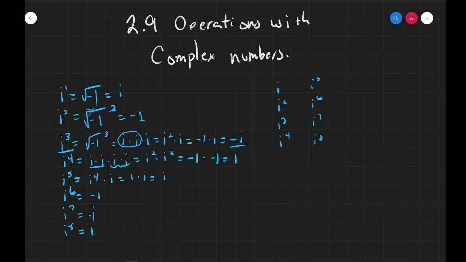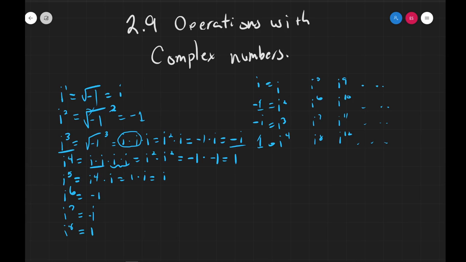i to the eighth, i to the ninth, i to the 10th, i to the 11th, i to the 12th, and so on. Okay, so we can take this and say, all right, no matter what exponent we have for i, we can boil it down to either just i, -1, -i, or +1. Okay, it's just going to keep going in this same cycle.